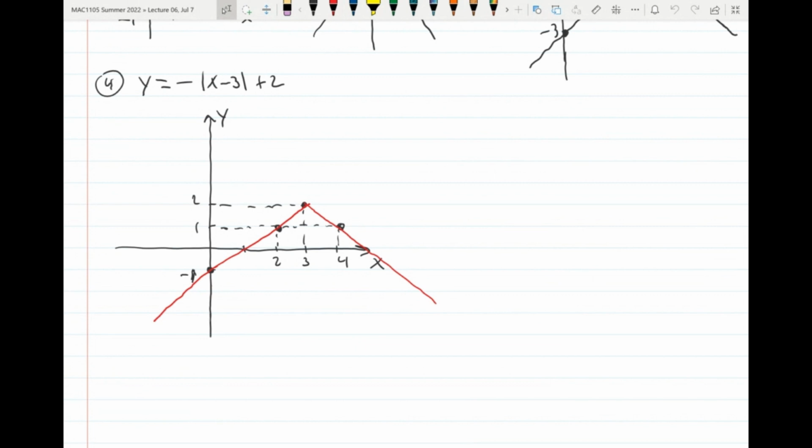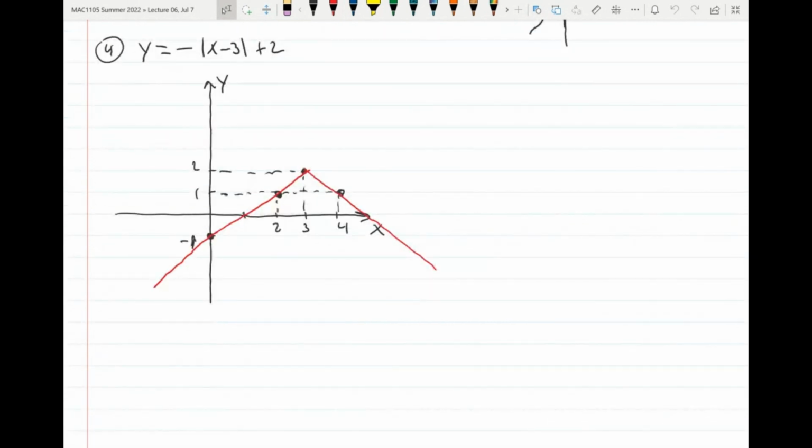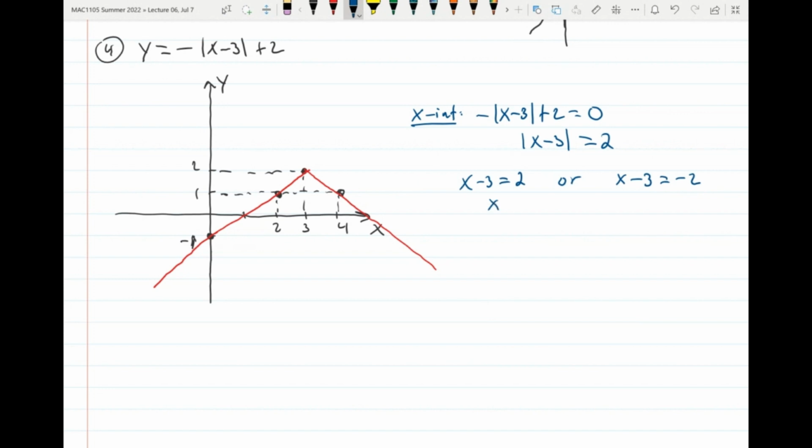But anyways, let's figure it out. We just solve the equation. The y-intercept is already there. There's no need to find it. But then for the x-intercept, we need to solve this little absolute value equation, right? So this means the absolute value of x minus 3 equals positive 2, because you move the negative 2, but then divide by negative 1. So there are two choices here. Either x minus 3 is 2 or negative 2. So indeed, we get that x is either 5 or 1.